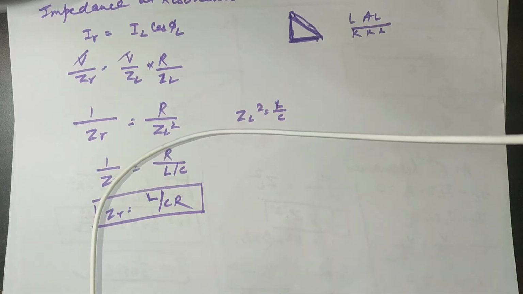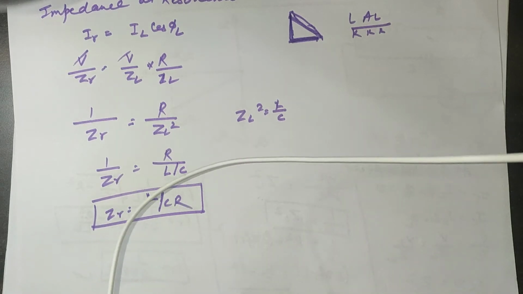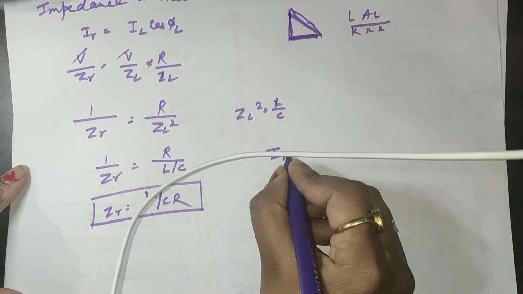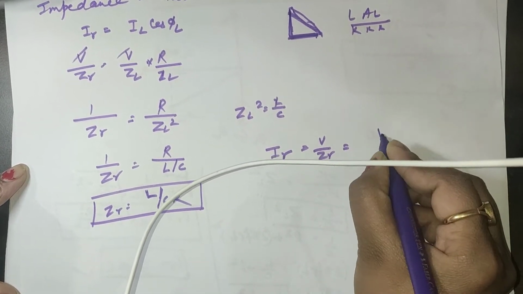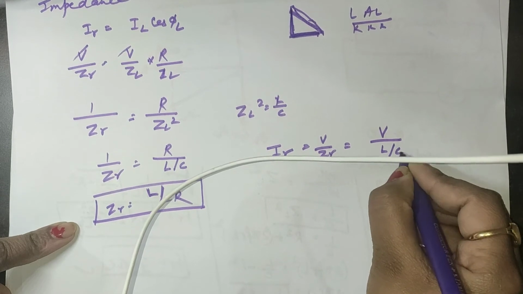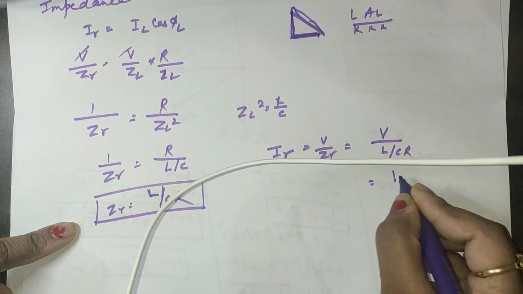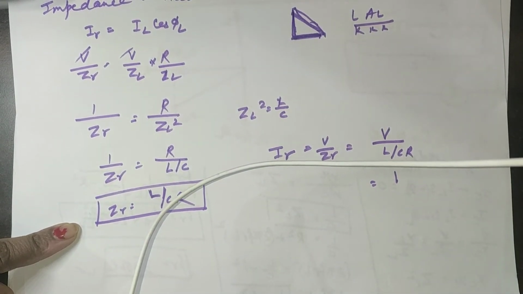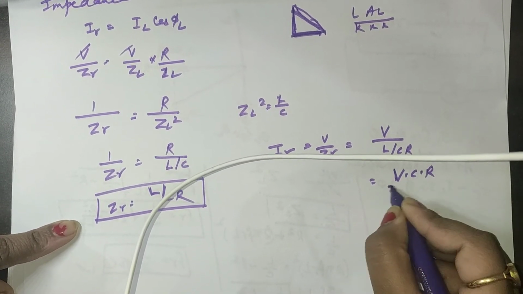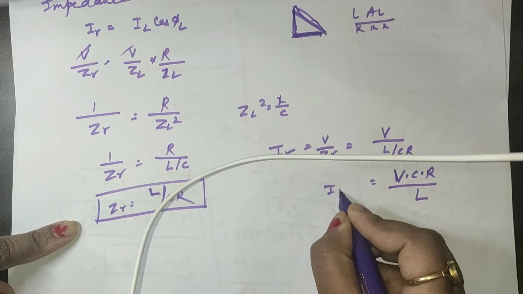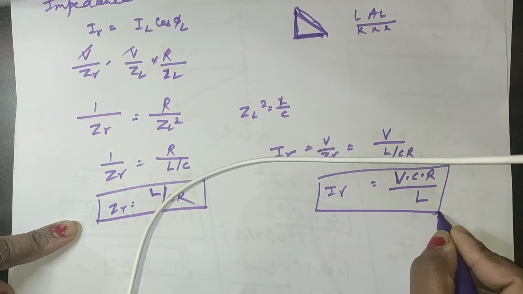Okay, so if you want to know the line current at resonance, that is V upon ZR. So V upon ZR, with ZR as L upon CR, you can write it here. So V into C into R upon L, that is your current at parallel resonance.